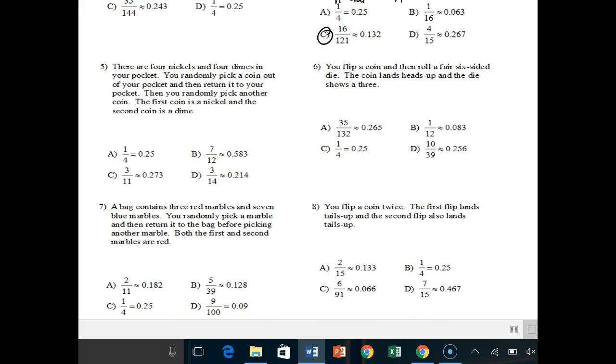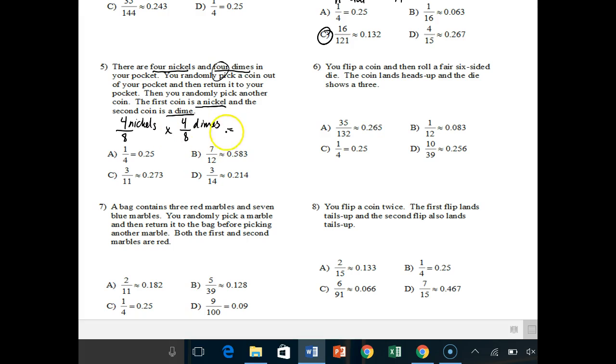Number 5. There are 4 nickels and 4 dimes in your pocket. You randomly pick a coin out of your pocket, then return it, and you randomly pick another coin. The first coin is a nickel, the second coin is a dime. So we're going to have different probabilities. So the first time you want to choose a nickel. There are 4 nickels out of how many coins? Well, 4 and 4 is 8. So 4 out of 8 for the nickels times the dimes. Actually, it's going to end up being the same because there are also 4 dimes. So 4 out of 8 dimes. So the probability of choosing a nickel and then a dime is 4/8 times 4/8, otherwise known as a half times a half.